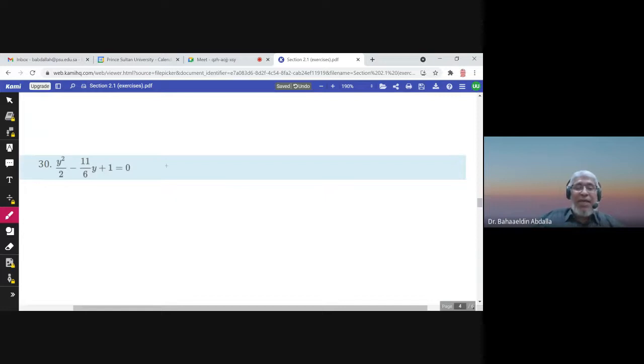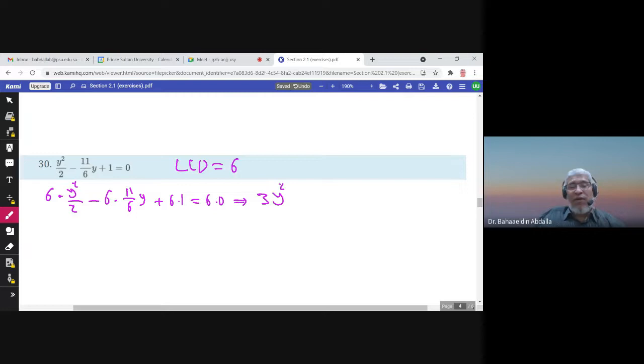The LCD here is what? Yes, 6, because 6 divides 2. So we multiply everything by 6. So 6 times y squared over 2 minus 6 times 11 over 6 y plus 6 times 1 equals 6 times 0. But 6 over 2 is 3, so we have 3y squared. 6 over 6 is 1, so we have 11y. 6 times 1 is 6. 6 times 0 is 0.